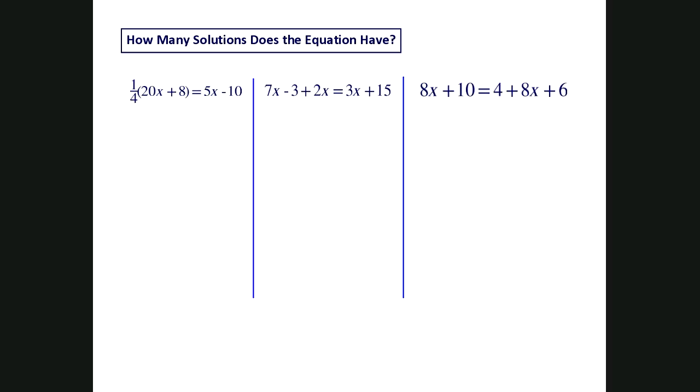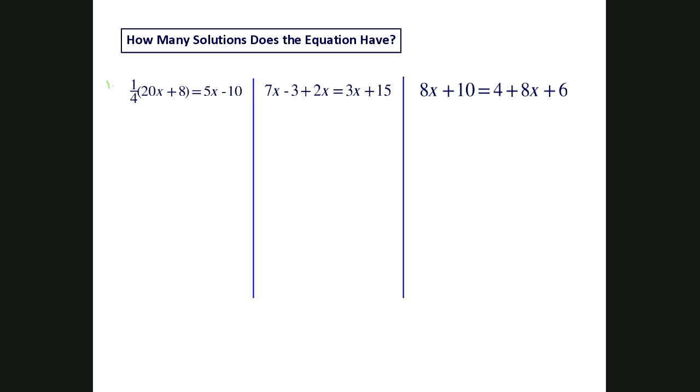Okay, so to figure out how many solutions an equation has, the process for this is we go ahead and start solving it. And then once we start solving it, it becomes more and more apparent how many solutions we're going to have. And so as we get closer to our solution, I'll help you see what that looks like. But the process is we just go ahead and start solving. So let's go ahead and work on the first one here.